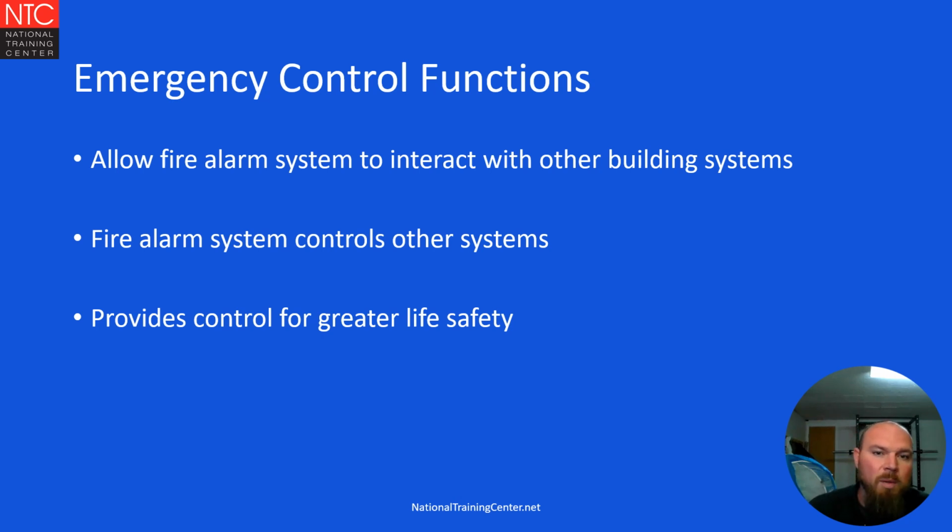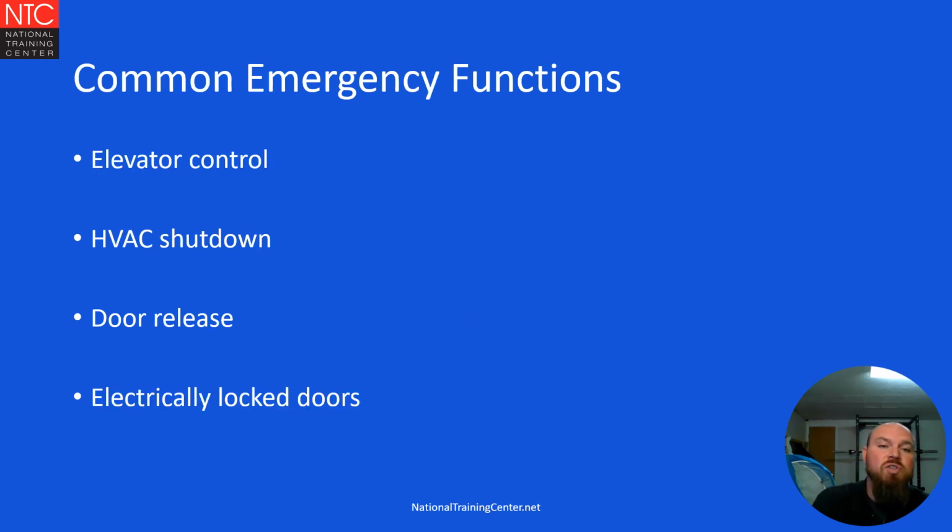Some of our more common types of emergency control functions are going to be things such as your elevator control. In the event that a lobby detector is activated, the elevator will recall. If it's a sprinkler hoistway, we have shutdown. HVAC shutdown is another type of emergency function that we see, where activation of the duct detectors will then shut down the HVAC unit, preventing spread of smoke through the building.